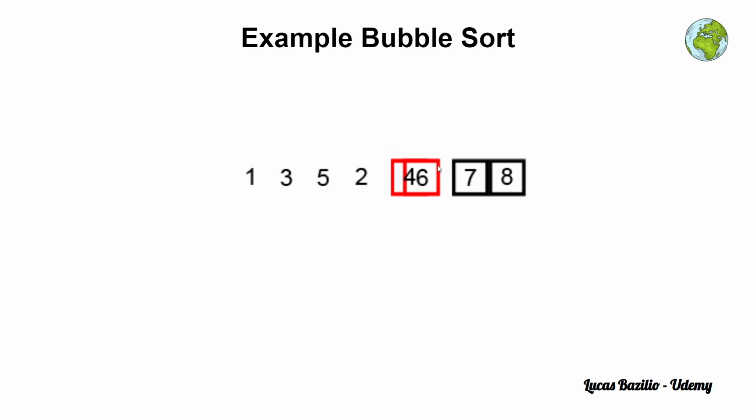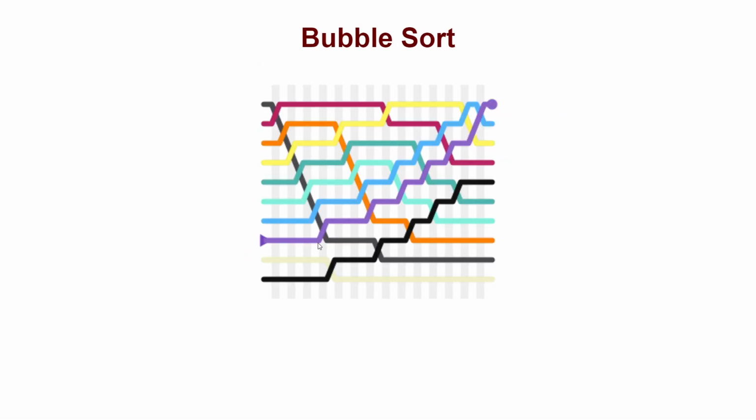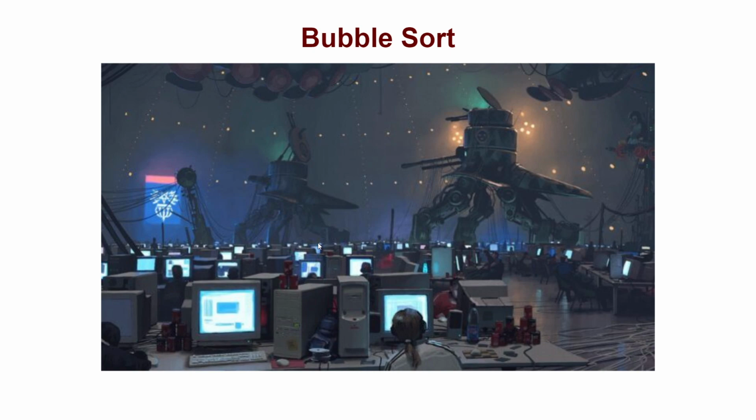Again, we know the 6 is in its correct position, so now we only need to swap the elements here on the left. So we update the value for last and we decrease it in 1 unit. Very well. With this said, let's apply this algorithm with one example.